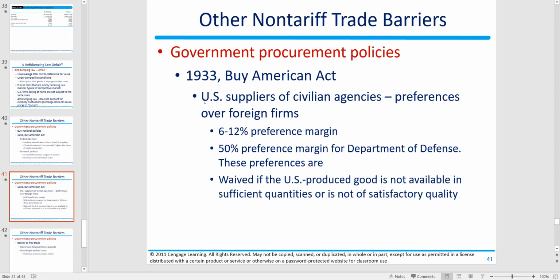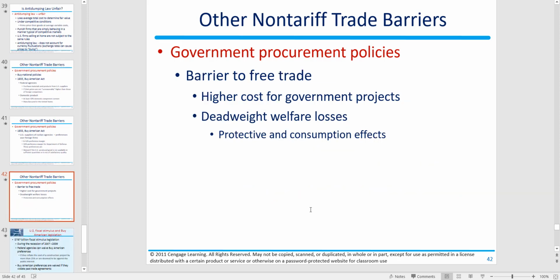There were also stipulations for preferences, namely how much the US suppliers of civilian agencies were preferred over foreign firms. So a 6 to 12% preference margin, and a 50% margin for the Department of Defense. These preferences could be waived if the domestic producers would not produce enough quantity, or if the quality was not good enough. Nonetheless, all these types of policies are barriers to free trade, which create deadweight losses in society.